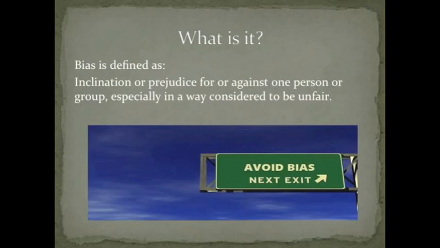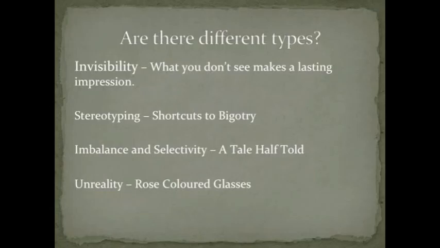Before we gain a deeper understanding of what historical bias involves, it is important that we have a clear understanding of what it actually is. According to the Oxford Dictionary, bias is defined as inclination or prejudice for or against one person or group, especially in a way considered to be unfair. So now that we understand what bias is, we can now look at the different types of bias.